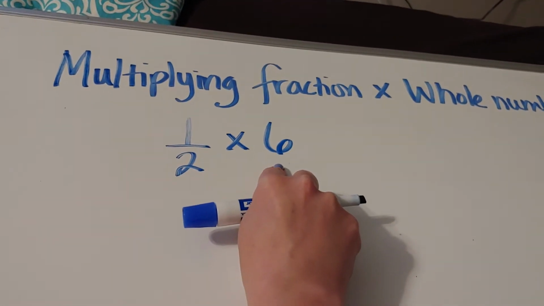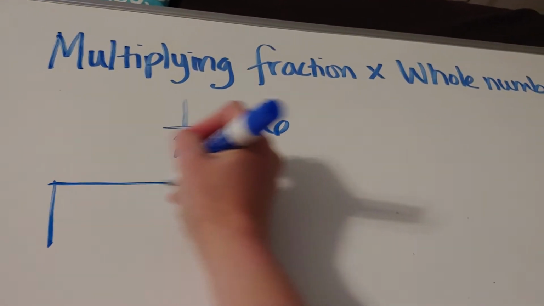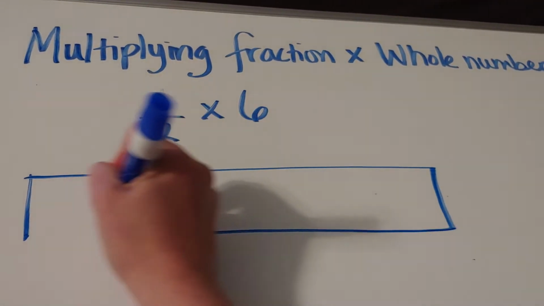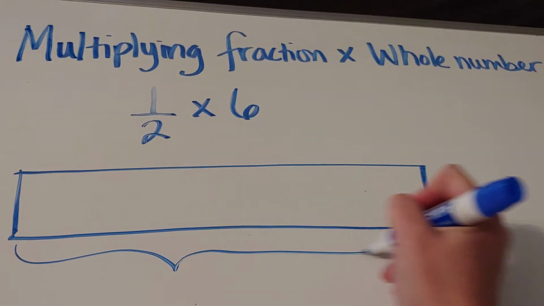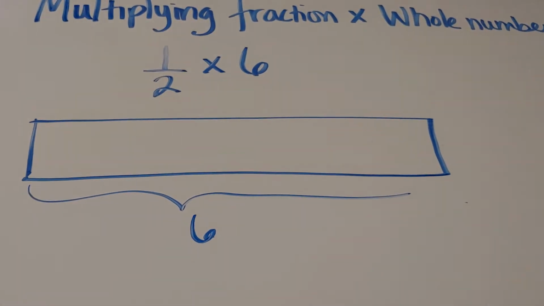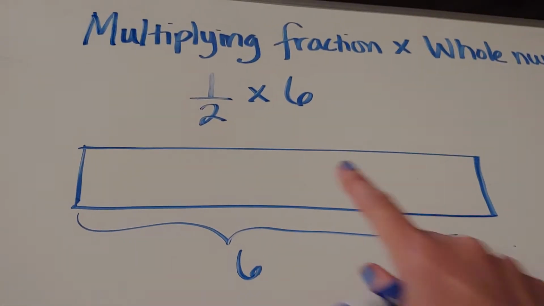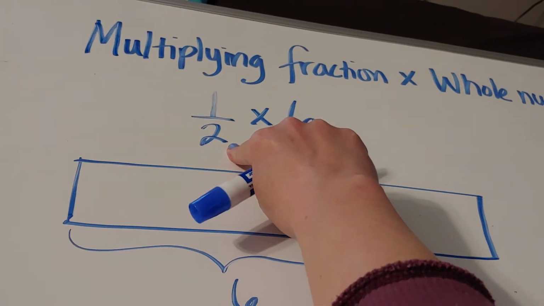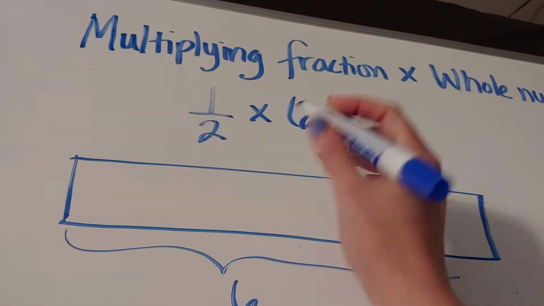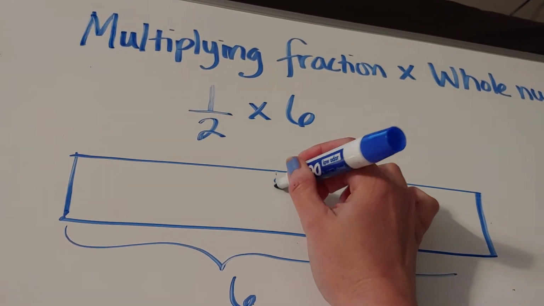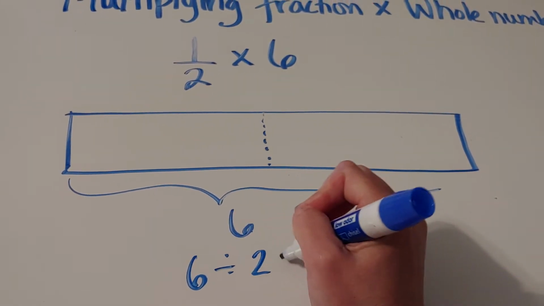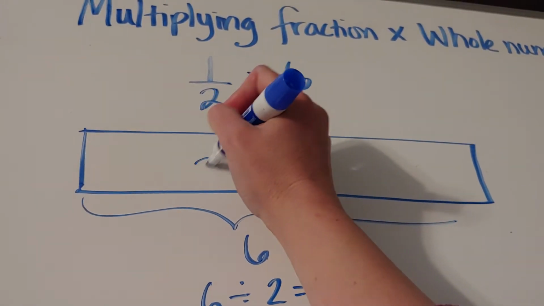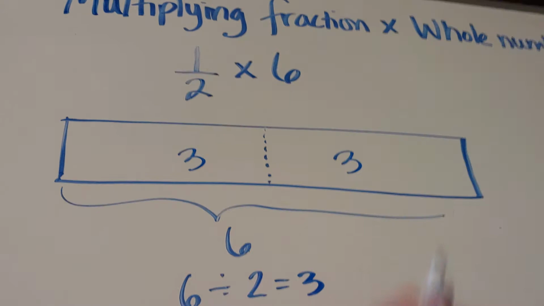All right, so how we use a tape diagram is that this whole tape diagram represents the total of 6. Now, what I want to do is cut it into 2 equal pieces. If I cut it in 2 equal pieces, we know that 6 divided by 2 is 3. So each chunk would represent 3.